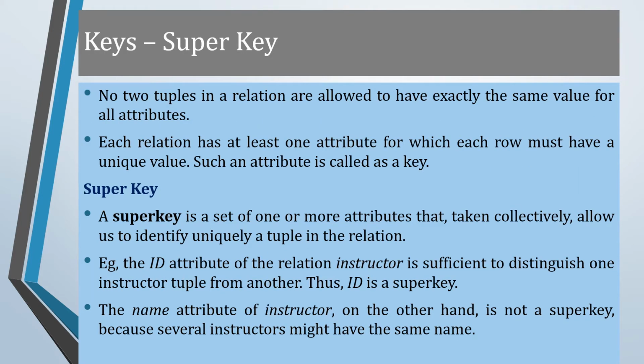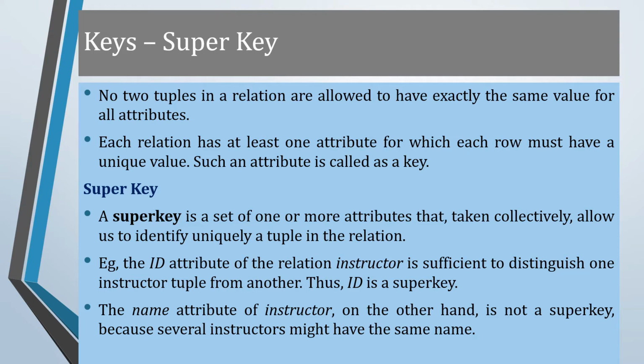Now let us look into the term keys, the various types of keys that we are using in the relational model. No two tuples in a relation are allowed to have exactly the same value for all the attributes. That is, every relation has at least one attribute for which each row must have a unique value. Such an attribute can be termed as a key. So by means of a key, we can uniquely identify a row in the relation. Now let us move to the different types of keys.